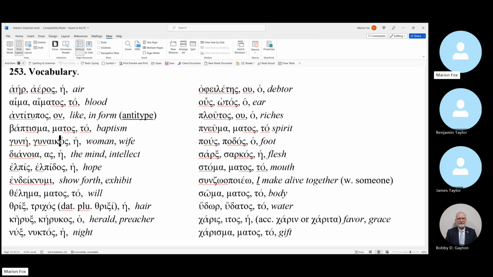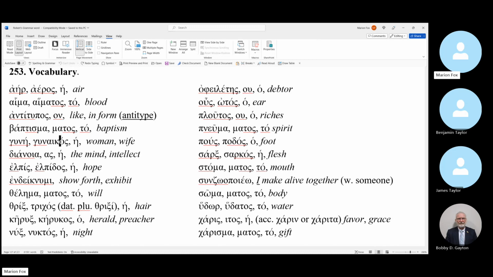Dianoia, that's your mind or your intellect. Okay. If I may interject, go ahead. Gunaikos, once you have the root gunaik, how does that get to gunē? Is there a rule or is it just irregular in this case? It's probably irregular. Okay, just have to memorize it. Yeah, I think so. I don't know any rules that would make that diphthong and the kappa turn into an eta. Okay. Thank you, sir. All right.